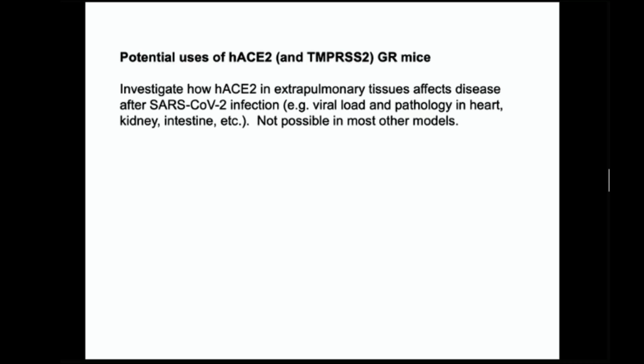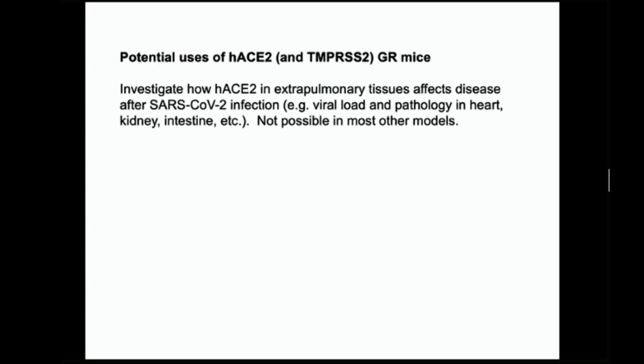Potential uses of the human ACE2, and when we have them, ACE2 TMPRSS2 gene replacement mice, as we go forward, is to investigate how the expression of human ACE2 in extrapulmonary tissues affects disease after infection. And as Mike had mentioned, there sure is expression of ACE2 in the lung. Usually, when you're trying to measure expression of ACE2, lung wouldn't be your top choice because the expression levels are pretty low and maybe not very uniform.